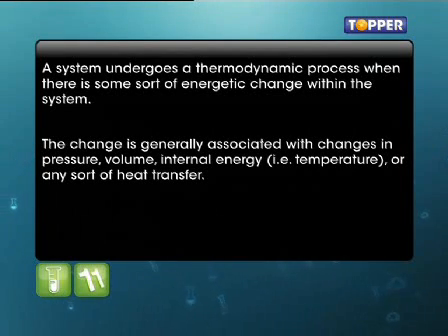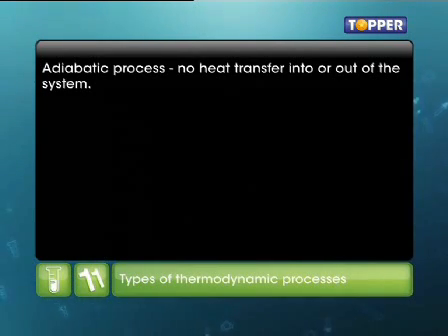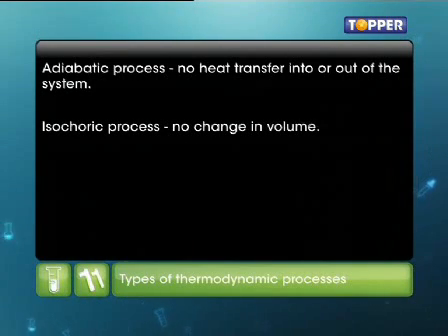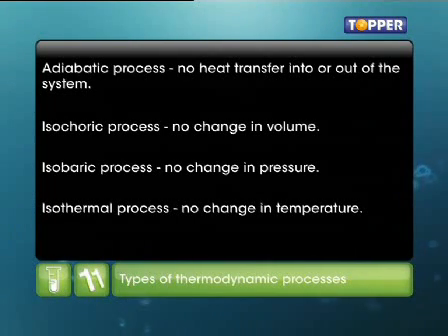There are four kinds of thermodynamic processes, namely adiabatic process, in which there is no heat transfer into or out of the system; isochoric process, in which there is no change in volume and the system does no work; the third one is isobaric process, where no change in pressure takes place; and the last kind of thermodynamic process is the isothermal process, which involves no change in temperature.